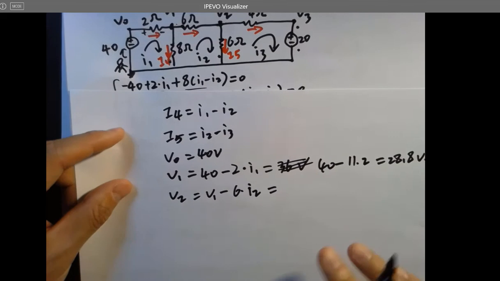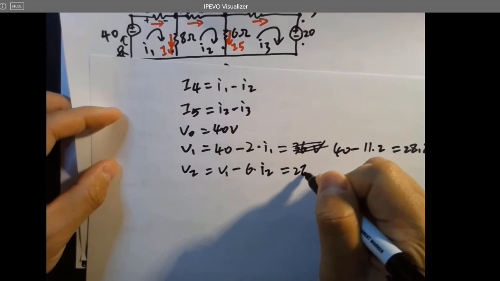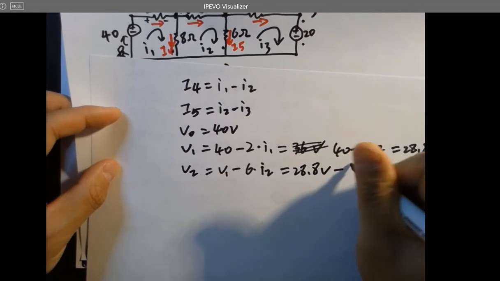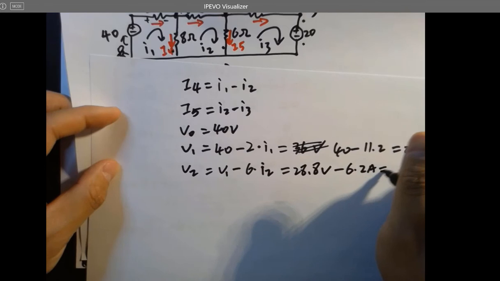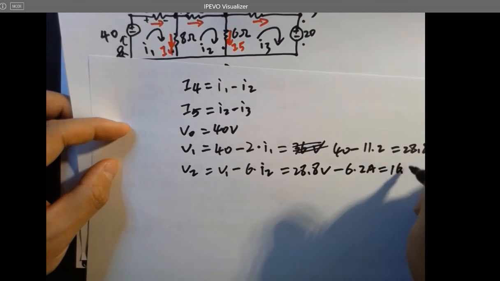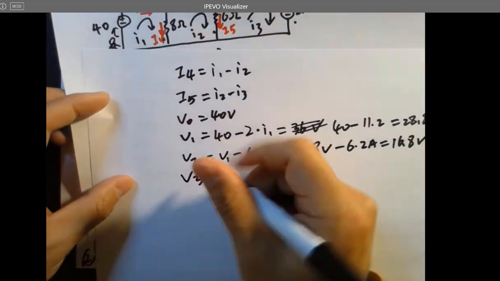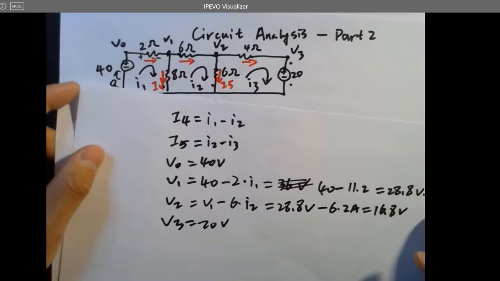And V2 is V1 minus 6 times I2. I2 is 2 amps. So it's 28.8 volts minus 6 times 2 amps, which is 12, right? So this will be 16.8 volts. And V3 is definitely 20 volts. That's a voltage source on the right side.